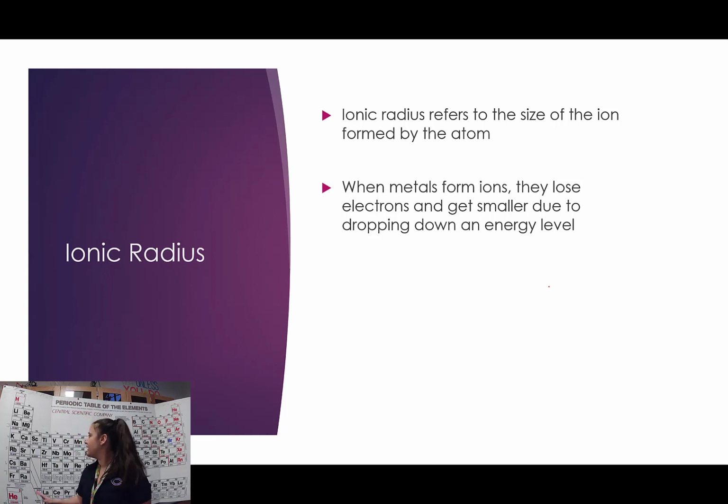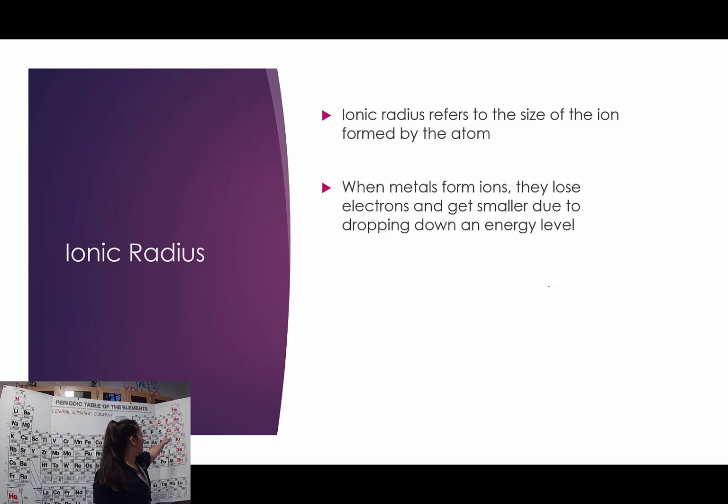Now, the metals, remember, are to the left of the staircase line on the periodic table. So when metals form ions, they lose electrons. And they typically end up dropping down an energy level when they do that. So they get smaller. But within the metals, the trend is similar to atomic radius, okay? They just get smaller when they form the ions.